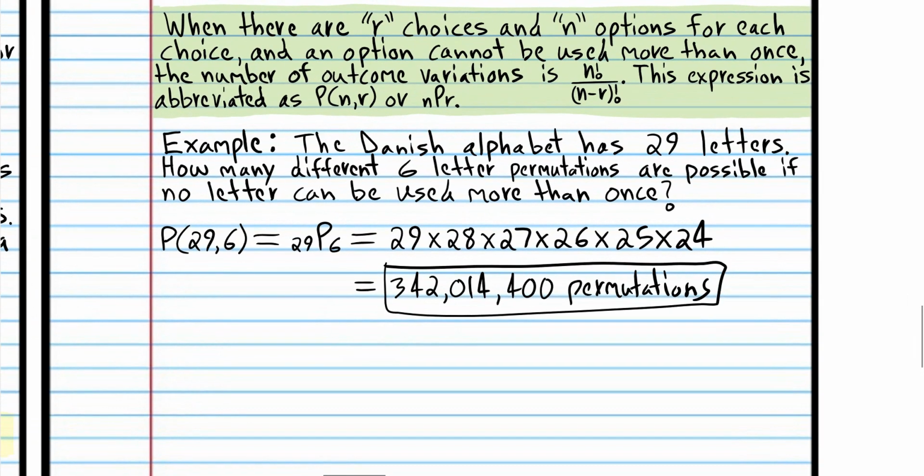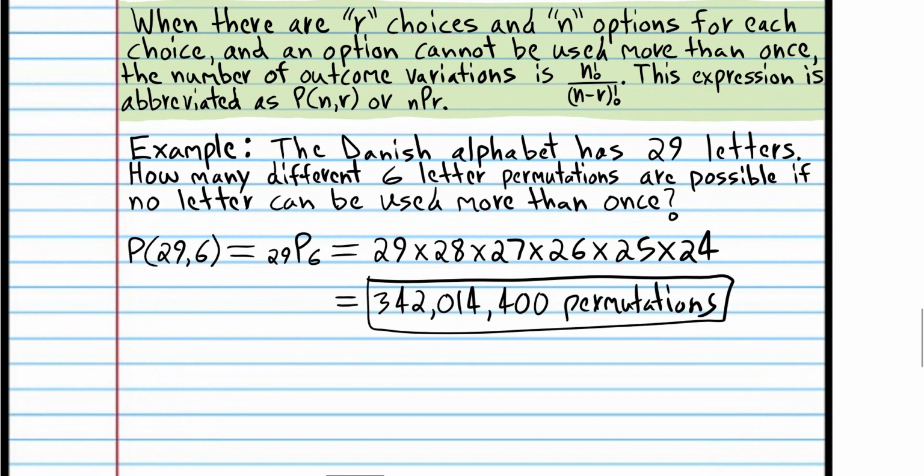So that's how we do these typical types of problems. Again, the difference is that no letter can be used more than once. So we're choosing from the same pool of things. We have the same options. The only difference is that each time we come up with a number, we have one less option because we're not allowed to have repetition.